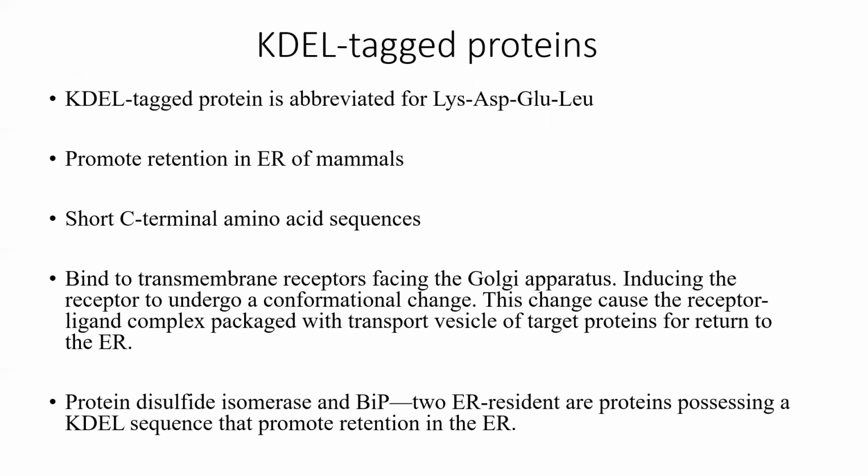This tag promotes retention in the ER in mammals, in comparison to different kinds of organisms. It is a short C-terminal amino acid sequence. It binds to a transmembrane receptor facing the Golgi apparatus, inducing a conformational change and causing the receptor-ligand complex, fully packed in a vesicle of protein, to return back to the ER. So that's considered retrograde movement right there.